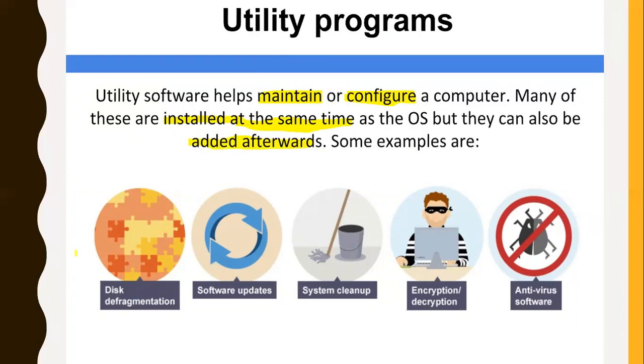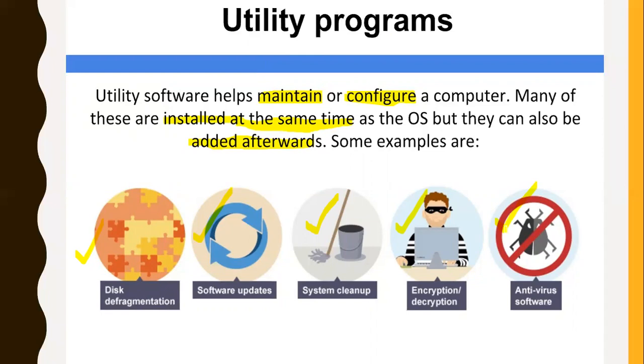Some examples are disk fragmentation, software updates, system cleanup, encryption or decryption, and antivirus software. If these utilities are not available with the operating system that you are using, then these utility programs are easily available on the internet. You can simply search them and download and use them.